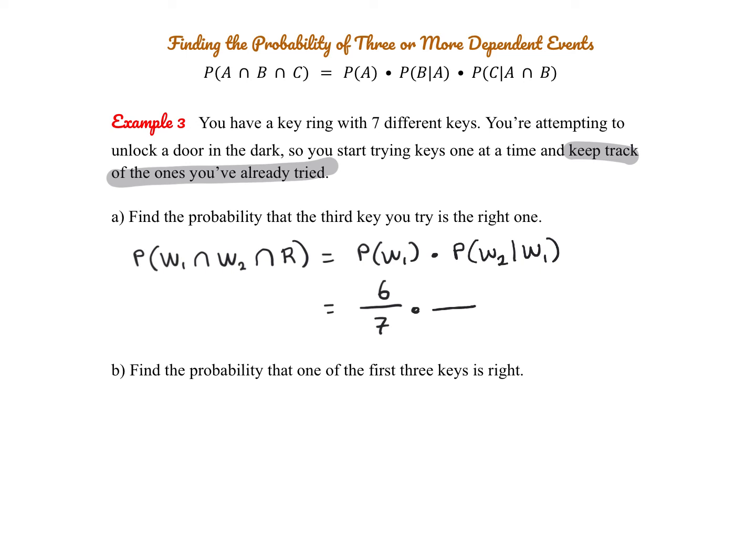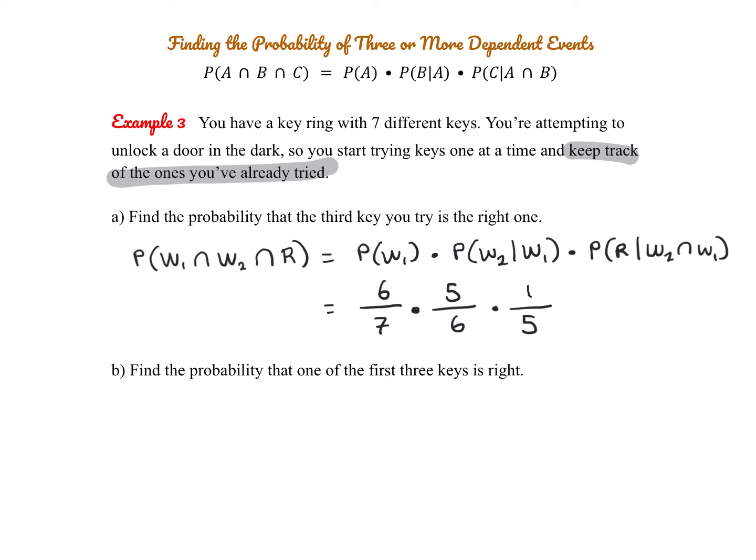So now, again, we've tried a key, so now we have only 6 left to pick from, and we're assuming that the first one we tried was wrong. So we've tried one of the wrong ones, so we have 5 wrong keys left to pick from. So this event affected the favorable outcomes and the total outcomes. And then last, we need to find the probability that we pick a right key, given that we've already picked 2 wrongs. So for this, again, we've already tried 2 keys, so there's only 5 left to pick from. But there's only 1 favorable outcome for the right key. There's only 1 right key on your ring, so this is a 1 out of 5 probability.